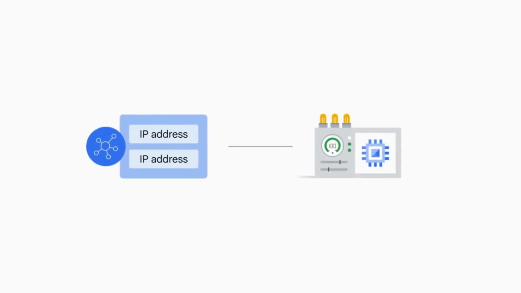The size of a subnet can be increased by expanding the range of IP addresses allocated to it, and doing so won't affect virtual machines that are already configured.